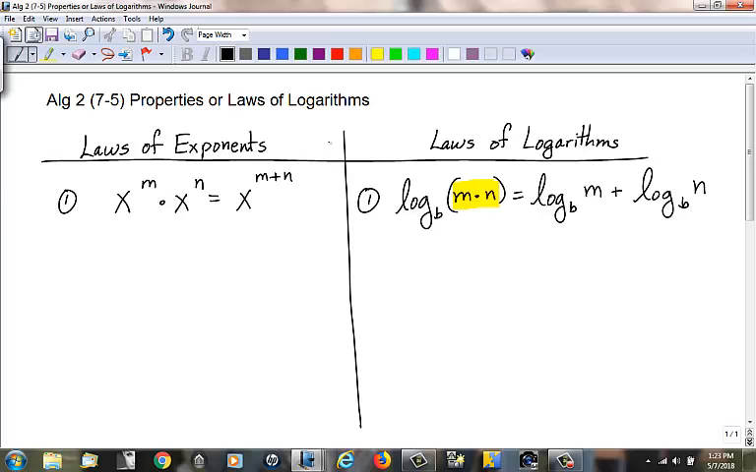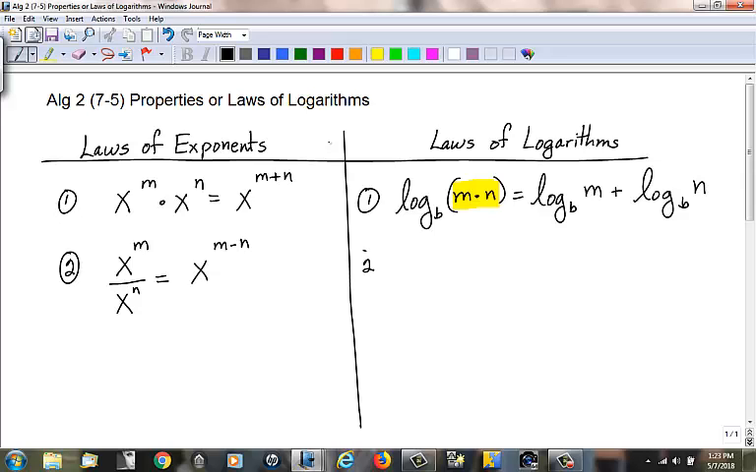So, okay, second law of exponents. If you had x to the m power divided by x to the n power, when you divide monomials and the bases are the same, subtract the exponents, x to the m minus n.